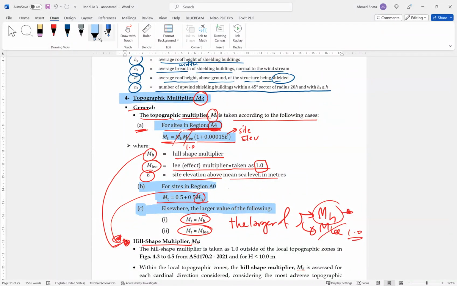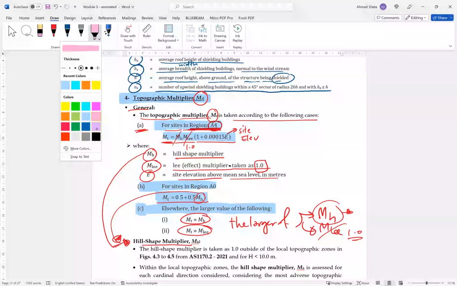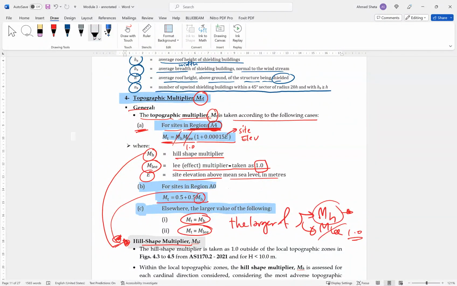The next parameter needed in this case is the Hill shape multiplier MH. What is the Hill shape multiplier MH? The Hill shape multiplier MH is taken as 1 outside the local topographic zones in figures 4.3 to 4.5 in the Australian standard, and for heights above 10, less than 10 meters.